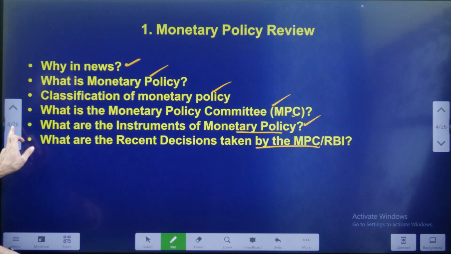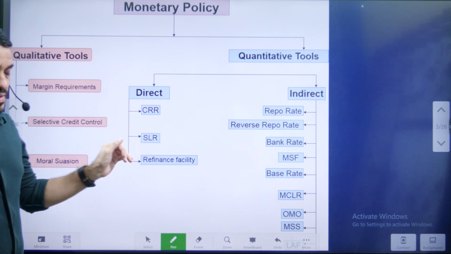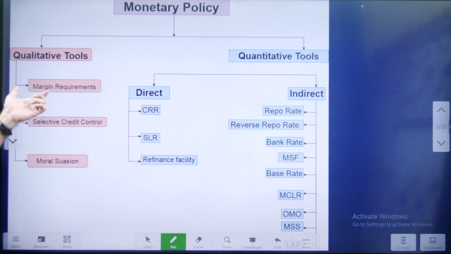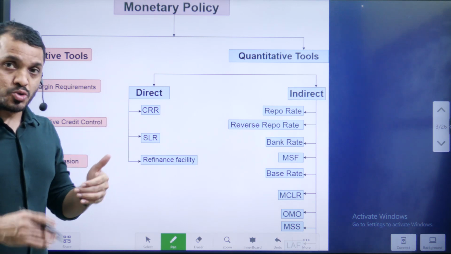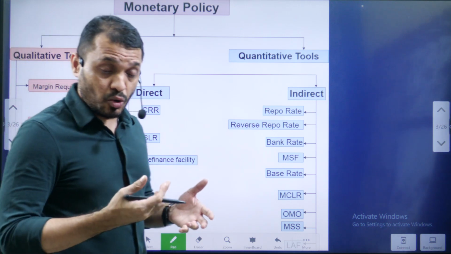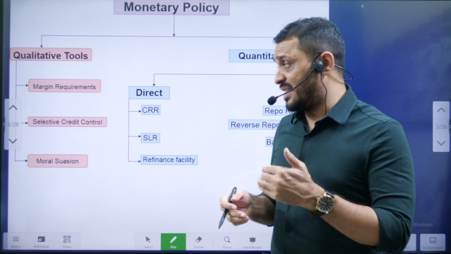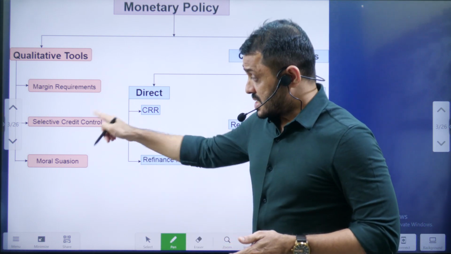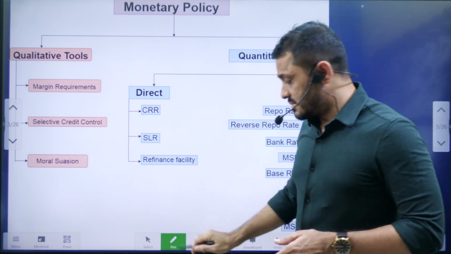In this flow chart, you can see qualitative tools and quantitative tools. Qualitative tools, for example, margin requirement. That means RBI may give directions to banks to increase the margin money, so that a person, before getting a loan, has to deposit a high amount of money, and only then can they avail the loan facility. In the same way, selective credit control and moral suasion. So these are some of the qualitative tools.